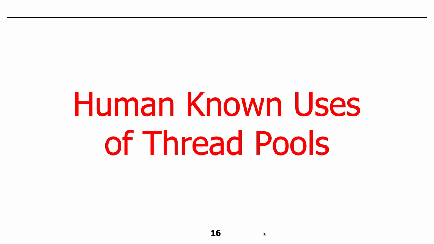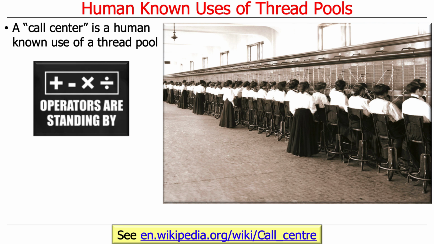Let's talk briefly about human known uses of thread pools. I used the example of going to the airport. That's one example. Another good example would be a call center. So chances are at some point you had to make a flight reservation or a change to your flight reservation, or you needed to call up to find out about your credit card, or if you have to deal with the Internal Revenue Service, you have to call up and ask questions if there's something wrong with your taxes or whatever, right? Sometimes you have to call up to a call center.